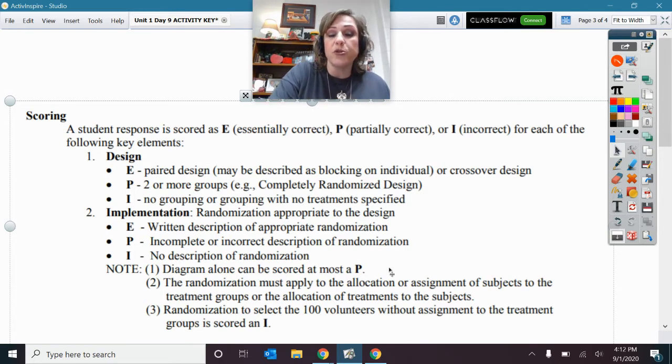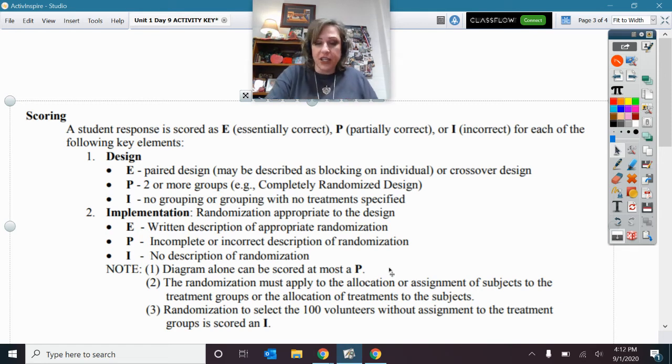So with 2 or more groups, you did completely randomized. You just randomly assigned them to 2 separate groups. And now here's the other way you get full credit. Implementation, that you have the correct randomization. So a written description of the correct randomization. What you had to get an E for that is to say you randomly assign by putting them in a big bag, shaking well, and pulling out half of them for this and half of them for that. That's how you got it. So we all should have gotten an E, full credit for criteria number 2. All right.